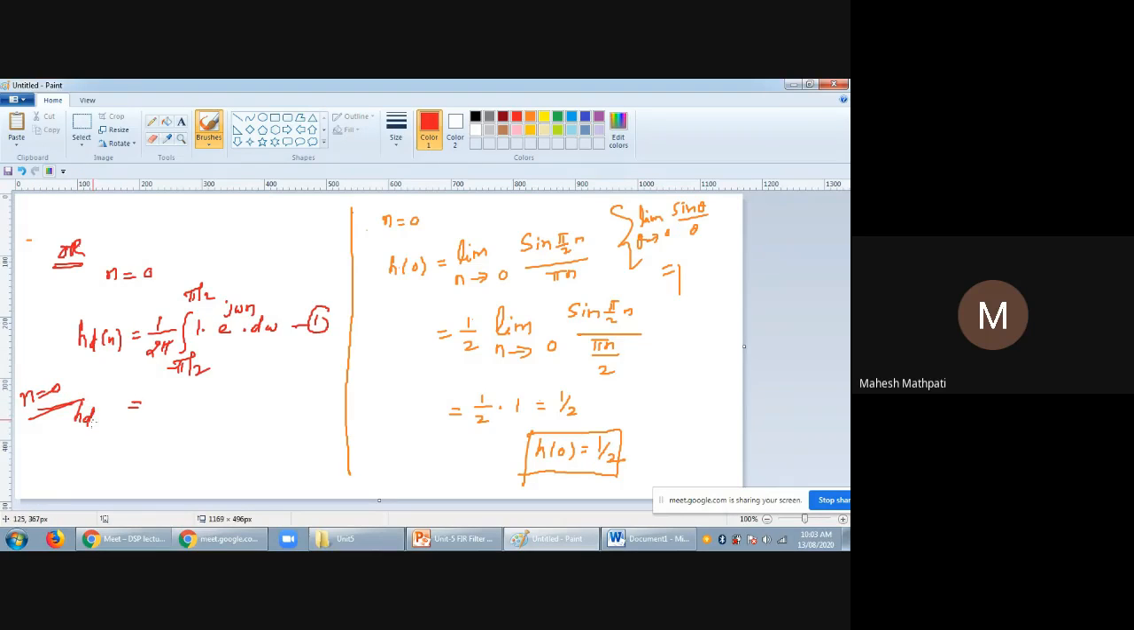hd of 0 is equal to 1 by 2 pi into, क्या होगा यहाँ पे इंटेग्रल minus pi by 2 to plus pi by 2. If I substitute n equals to 0 here, e power 0, so what I will get? I will get d omega. Or this equals to again, I can write it is 1 by 2 pi integral. अभी यहाँ पे क्या आएगा अभी? Omega with the limit minus pi by 2 to plus pi by 2. Now what is its value?